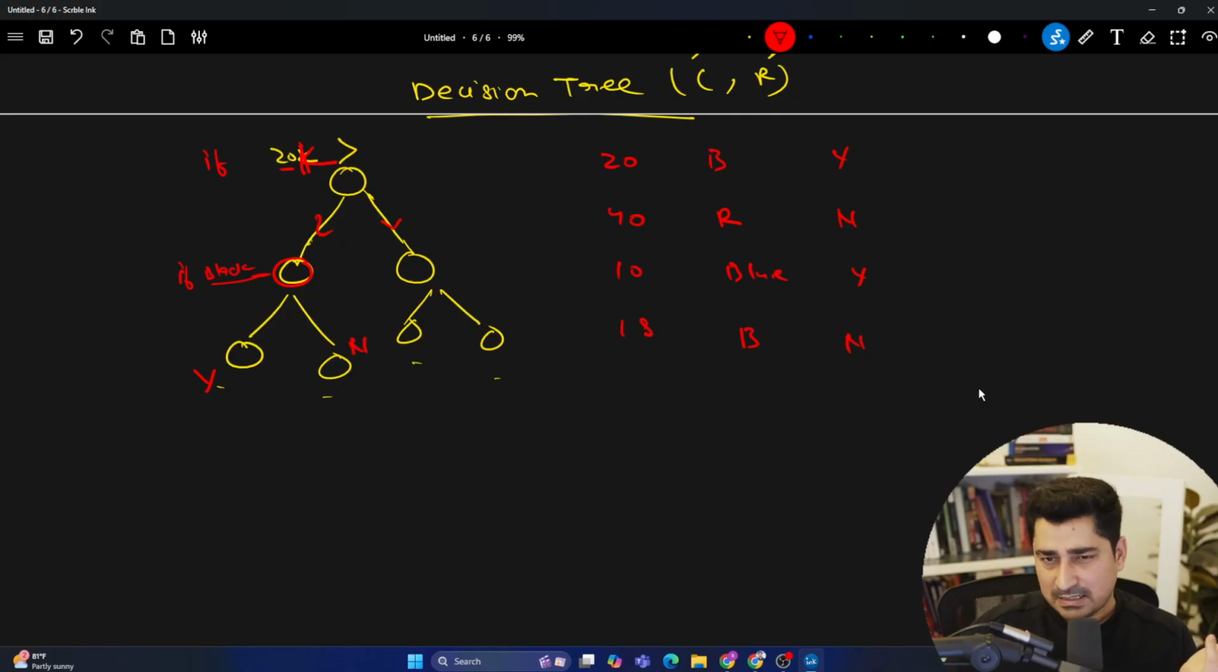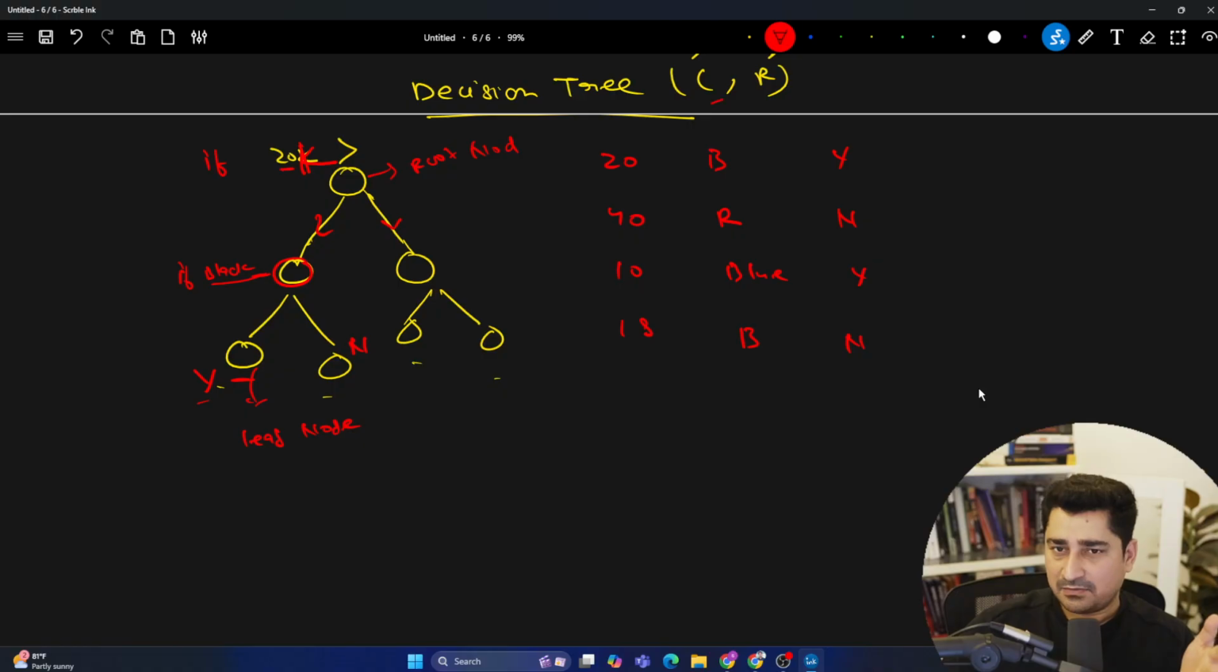Let's suppose this is the data which is given to me. I can divide this data into different branches, and based on that I can create the decision tree. At the end of the day, this is called a root node, in technical terms, and this is called a leaf node. The leaf node will be holding the final decision.